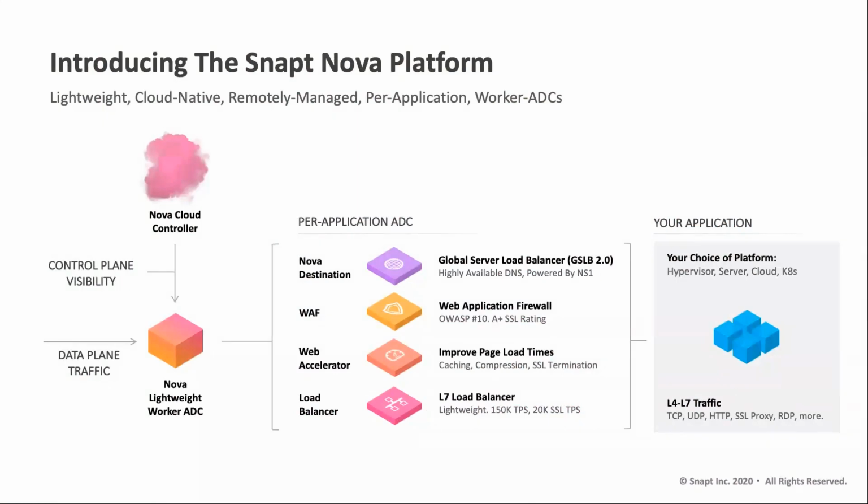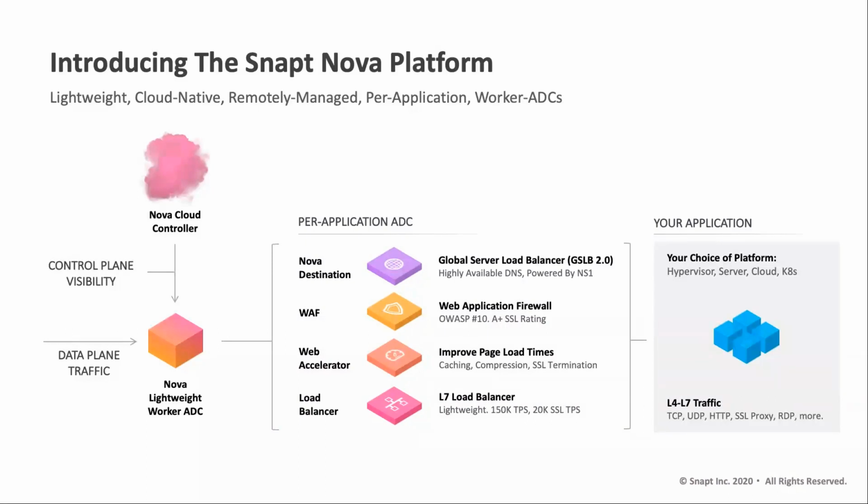So if we take a look at a high level at our platform, presenting Snapt Nova, our fully managed ADC platform, it consists of what we call a cloud controller, that is the centralized hub or broker that provides you with a centralized configuration management console for applying updates and changes to your load balancing, web acceleration, WAF, and of course your GSLB. And then on the data plane, we have lightweight worker ADCs. The worker ADC can run again on any container, cloud, or on-premise environment, and it's processing data as it comes from your clients and then directly to your backend servers.